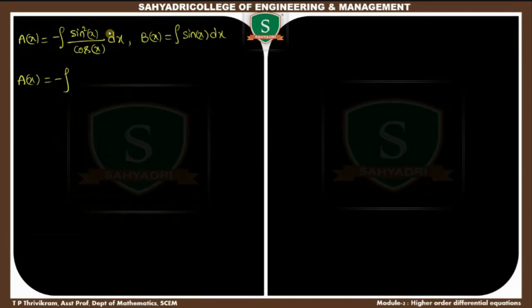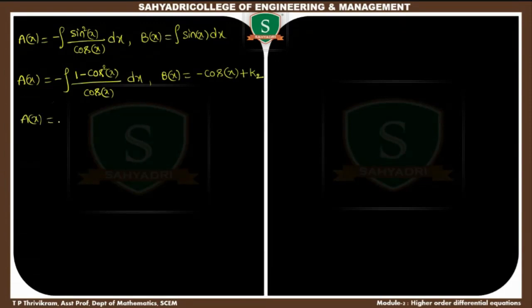One minus cos square x. Yes, you can write it as 1 minus cos square x divided by cos x dx. Similarly, b of x is equal to integration of sine, minus cos x here plus k2, I can write.